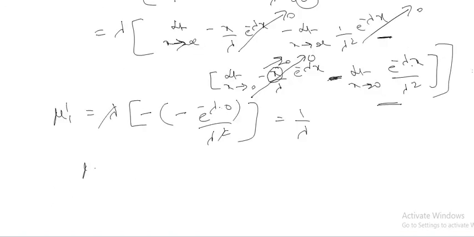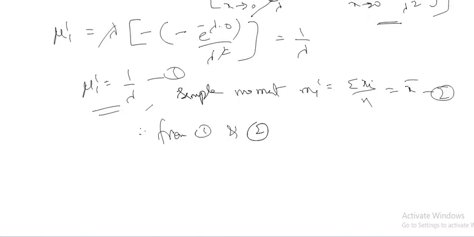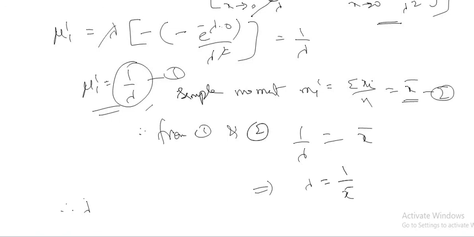What is mu1 dash? Mu1 dash is 1 by lambda. Now the sample moment: m1 dash is the summation of x by n, that is x bar. Equating mu1 dash to m1 dash, 1 by lambda equals x bar, and we need lambda. So lambda is 1 by x bar. Therefore lambda cap equals 1 by x bar.